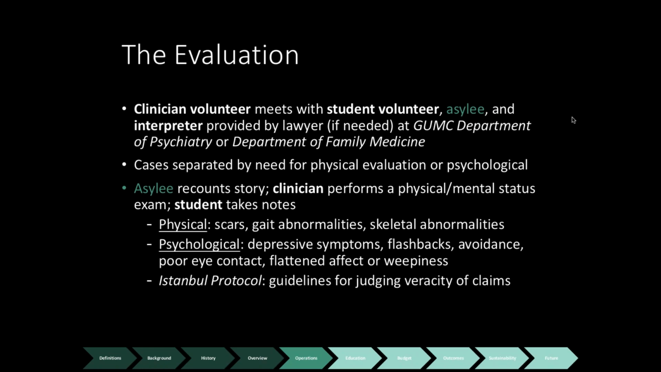For the physical exam, the things they're looking for are, for example, scars that correlate with a description of torture in the patient's story, as well as anything such as gait abnormalities or skeletal abnormalities. Psychologically, they're looking for everything from depressive symptoms to poor eye contact or a change in affect. All of these are based off the Istanbul Protocol, which really serves as the guidelines for judging the veracity or truth of the asylum seeker's claims. These evaluations can last for several hours, and sometimes they may also need to extend past a single session or past a single evaluation day.